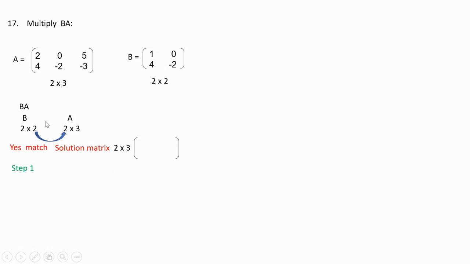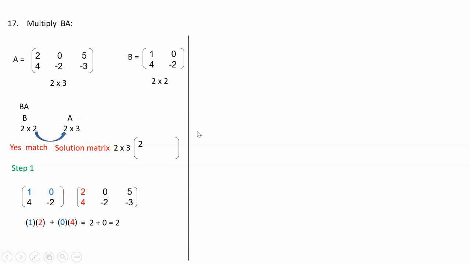Okay, now I'm going to do it in a few steps. Step 1, I have to multiply the first row times every column in A. So 1 times 2, and then add it to 0 times 4. So it's going to give us 2 plus 0. The answer will be 2. So 2 will go in the first slot of the matrix, first row, column 1.